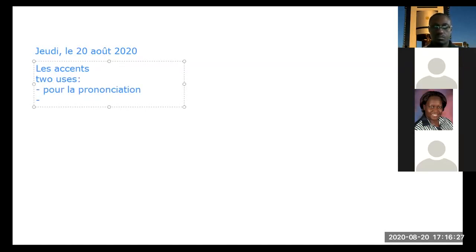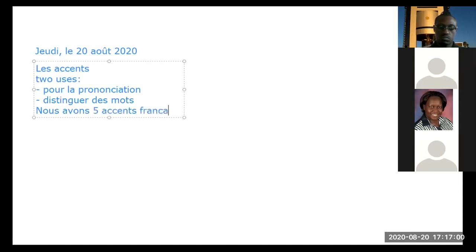The other use for French accents is that they are used to distinguish one word from the other. So, distinguer des mots. And that is very important. The other thing is that we have 5 accents that we normally use. And we are going to start with the first accent.